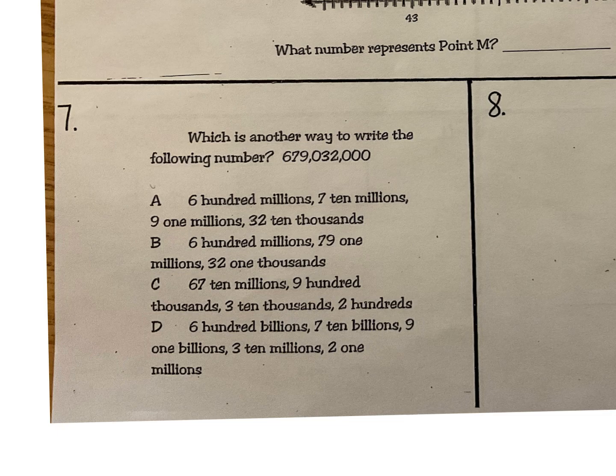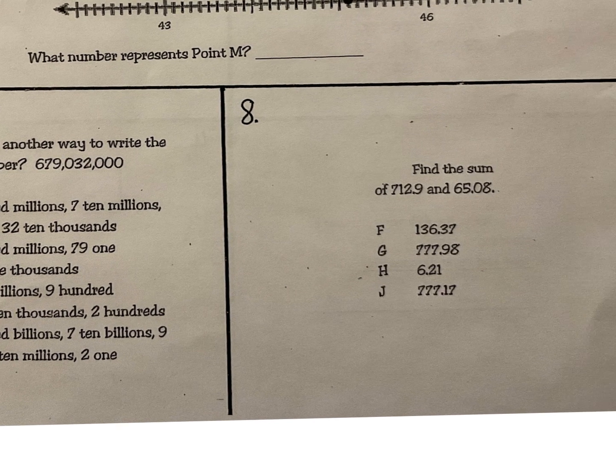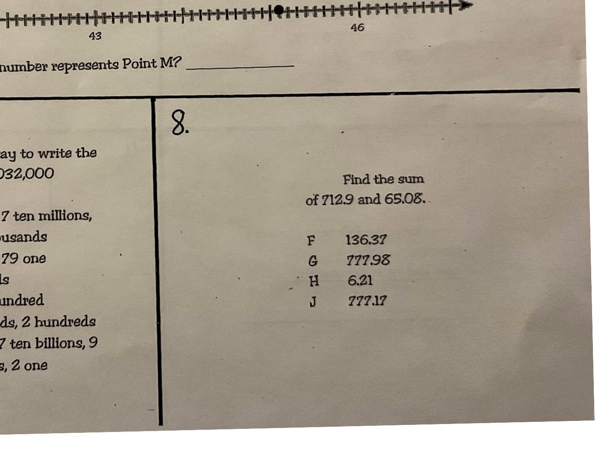D, 600 billions, 7 10 billions, 9 1 billions, 3 10 millions, 2 1 millions. Number 8, find the sum of this and this.